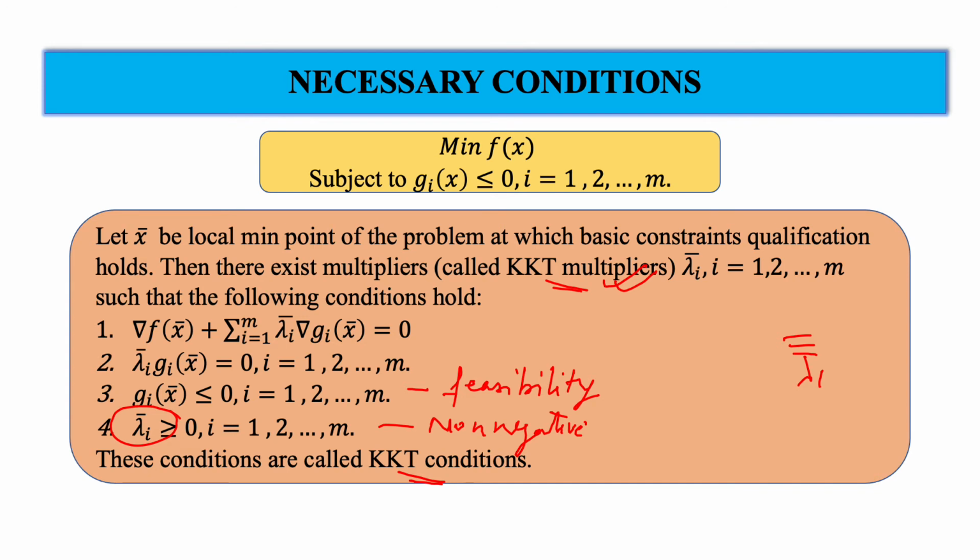That's why we do not require the Lagrange multipliers in those problems to be non-negative. But here, since our constraints are less than or equal to constraints, this condition is required, that all the multipliers must be non-negative. So this is the necessary condition: if a point is a local minimum, then these conditions will always be satisfied. Now we come to the sufficient condition.